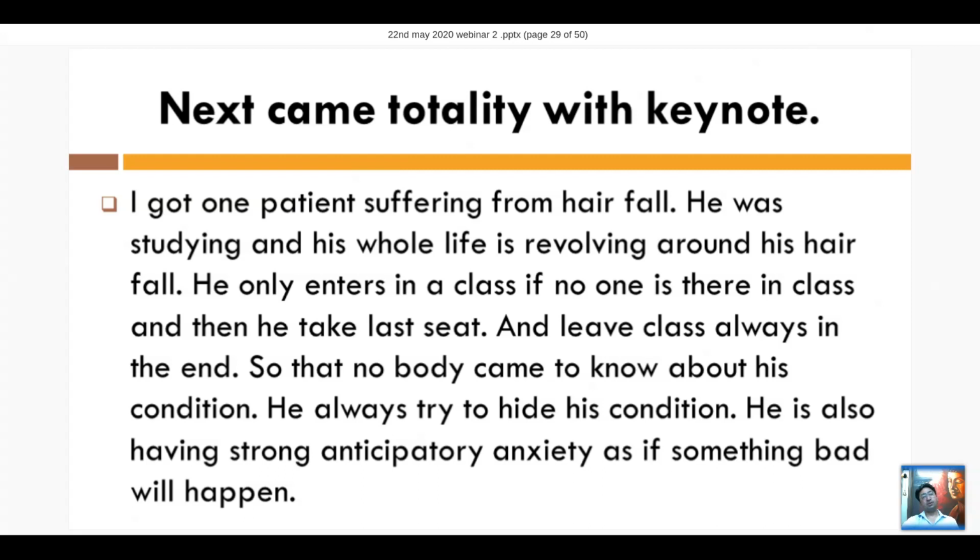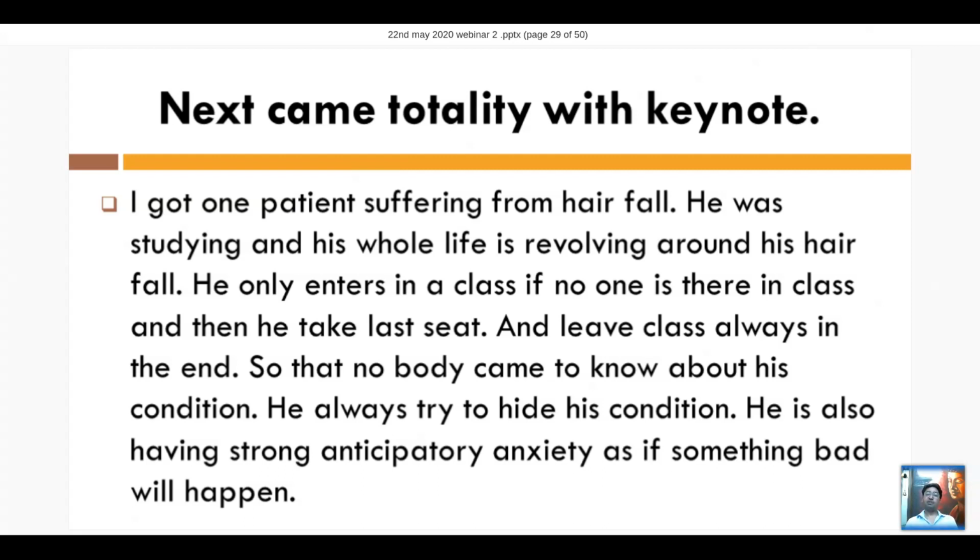He always tried to hide his condition, and his whole case revolved around this again and again. He's not having a mirror in his house or room, because he doesn't want to see that. He did not go to any parties or with friends, because they would come to know about his problem. He was always wearing a cap. So now we are having the essence in this case of a patient.